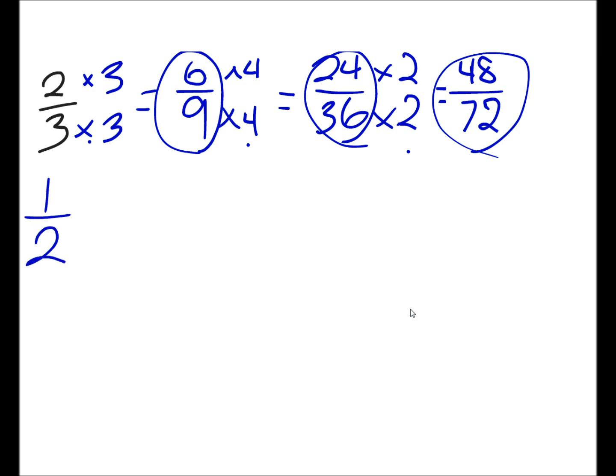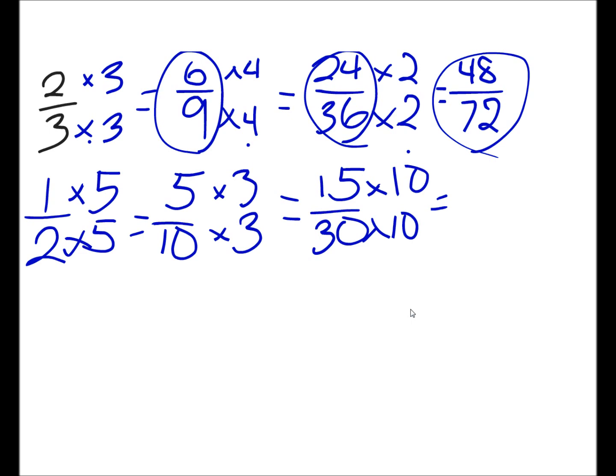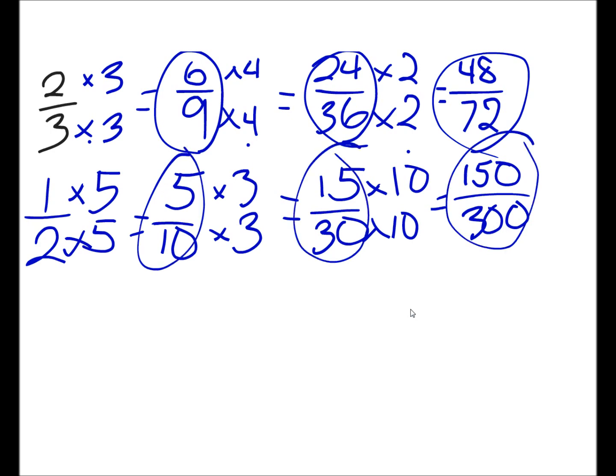We'll try just 1/2, times 5. This will give us an equivalent ratio of 5/10. We can multiply this times 3. That will give us an equivalent ratio of 15/30. We can multiply it times 10 this time. And that will give us an equivalent ratio of 150/300. Now, again, 3 equivalent ratios.